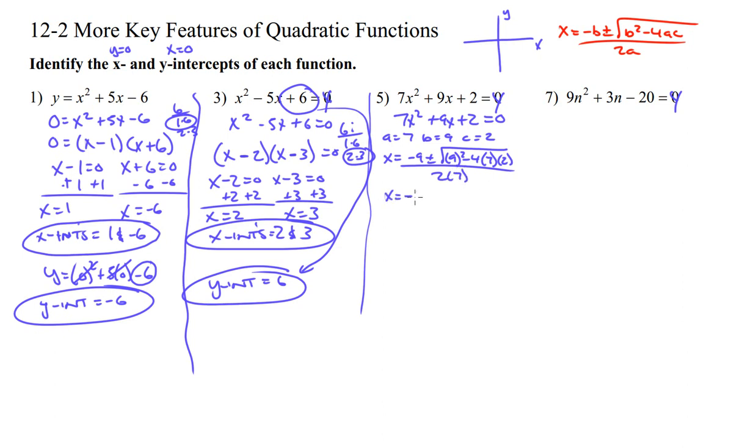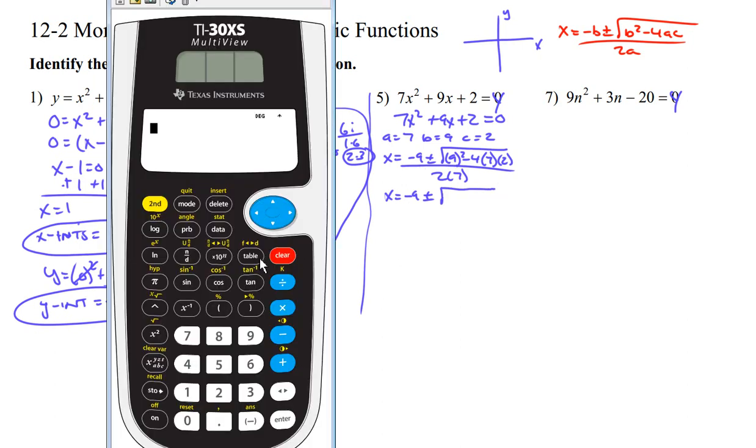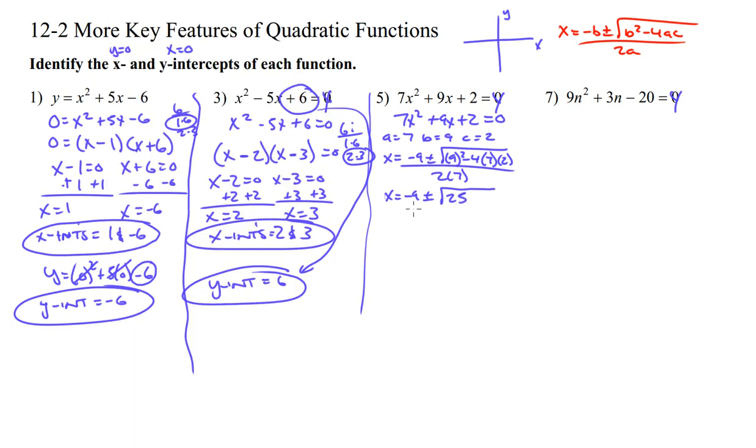So we get x equals negative 9 plus or minus, and now let's simplify this. 9 squared we know is 81, minus 4 times 7 times 2, which gives us 25, all over 2 times 7, which is 14. So we get negative 9 plus or minus the square root of 25, which is 5, over 14. All we have to do now is solve each one of these: negative 9 plus 5 over 14 and negative 9 minus 5 over 14.